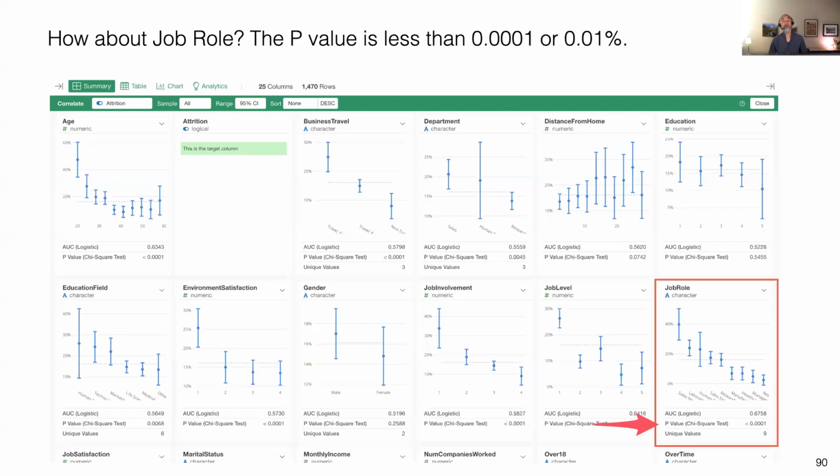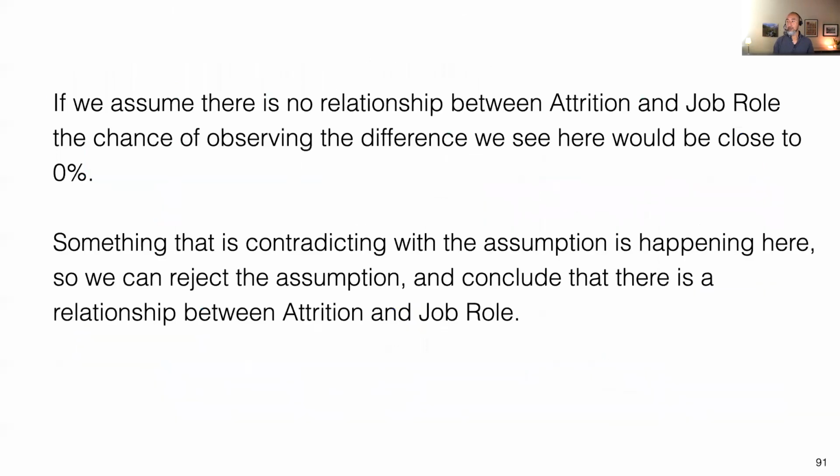So now let's take a look at job role. In this case, the p-value says less than 0.001, so that means less than 0.01%. What that means is, if we assume there's no relationship between attrition and job role, the chance of observing the difference we see here would be close to zero, almost 0.01%. So it's not going to happen, but it's happening here. So this assumption is not working. It's contradicting what we see. Therefore, we can throw away the assumption, the null hypothesis. That means we can conclude there seems to be some relationship between job role and attrition. So that's what we are seeing here.